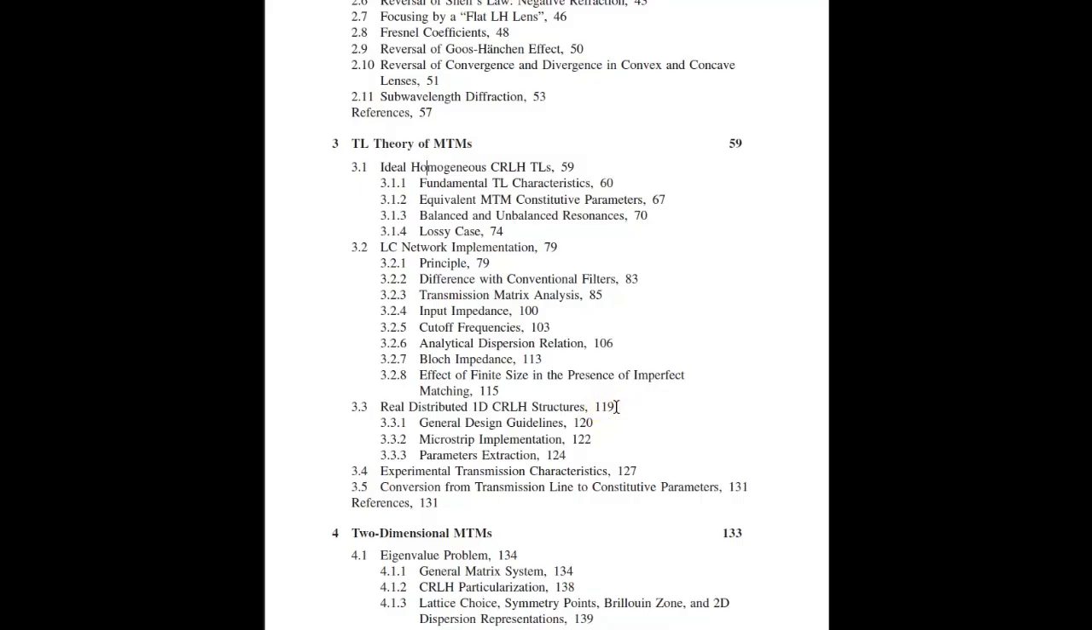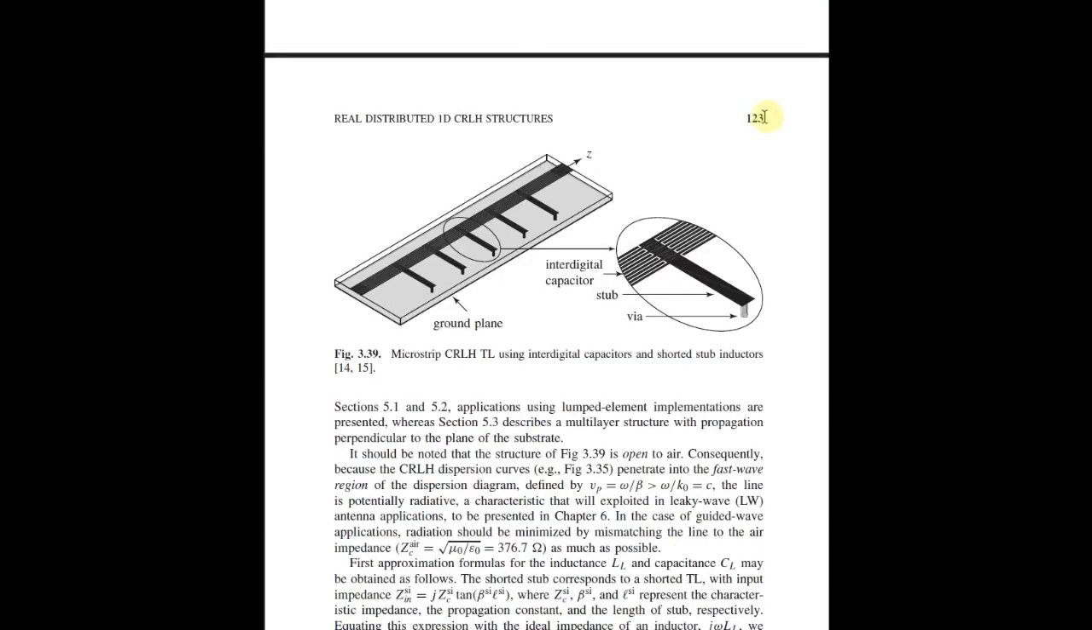At page number 119, there is a microstrip implementation of a one-dimensional CRLH structure. So we switch to page number 122. On page number 123, you can see this is the CRLH transmission line, and it is fabricated using the interdigital capacitor. These lines show the interdigital capacitance and shorted stub. This black strip is the shorted stub, and there is a via. That is why it is a shorted stub. This via is connected to the ground.